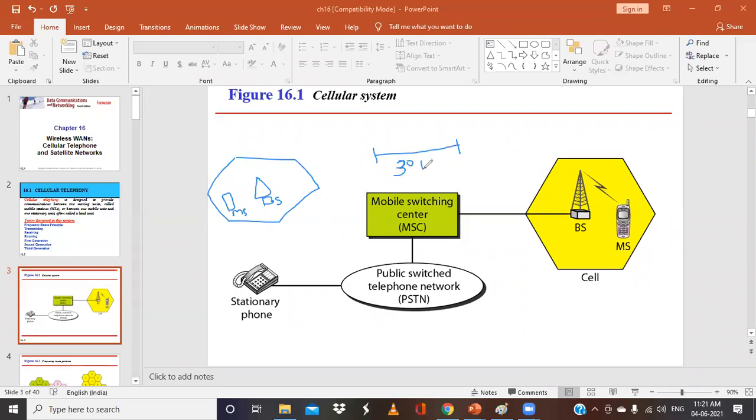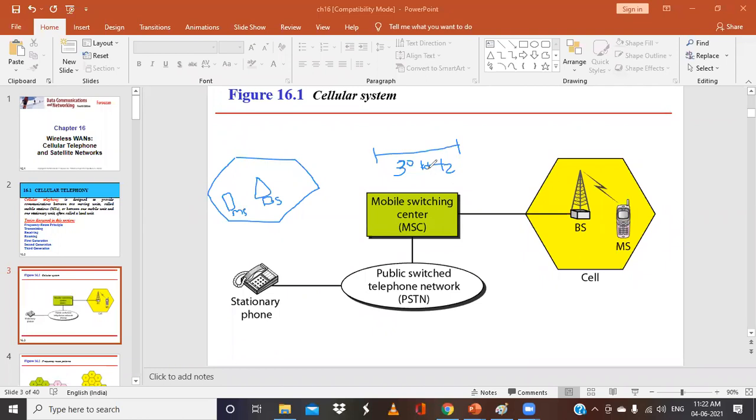So these service providers will give a bandwidth, and based on that bandwidth, the communication can take place between a mobile station and a stationary phone, or between a mobile station and another mobile station, and so on. And if the channel is free, or this band is free, then the communication will be established and they can communicate. This is in brief.